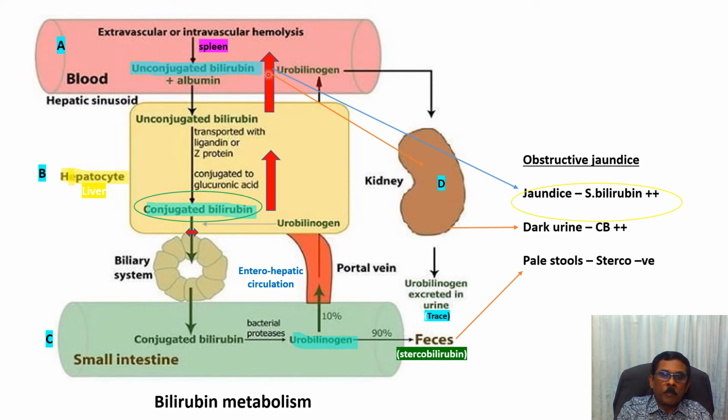Some of this conjugated bilirubin is taken up by the kidney as it is water soluble, and is then excreted in the urine in solution form. And this is the bilirubin that gives the urine the dark color in obstructive jaundice. So the changes in obstructive jaundice, dark urine and pale stools, can be easily accounted for by the blockage of the excretion of conjugated bilirubin into the lumen of the small intestine.